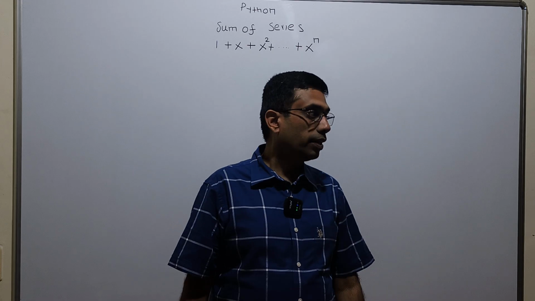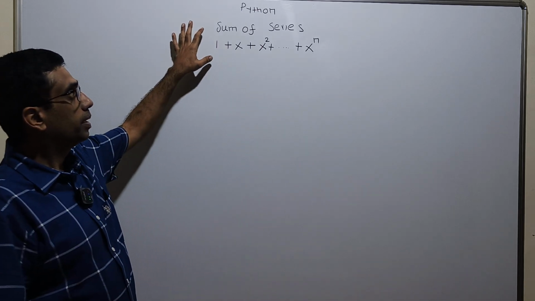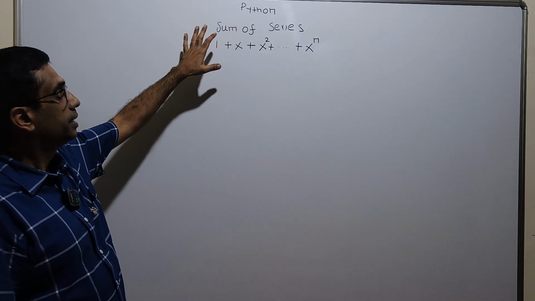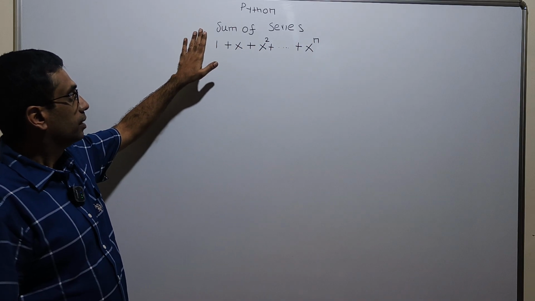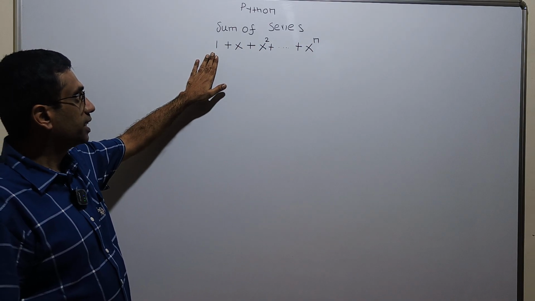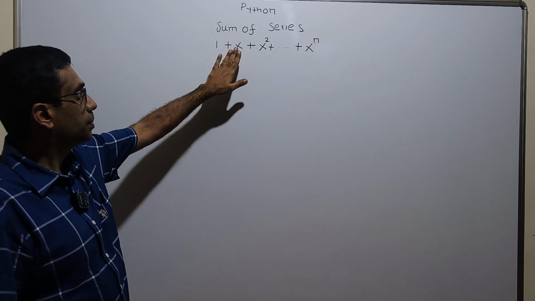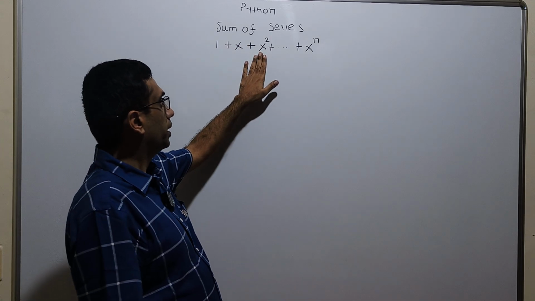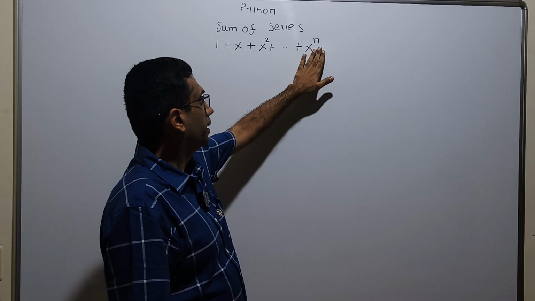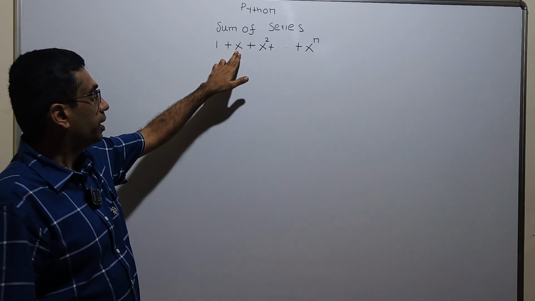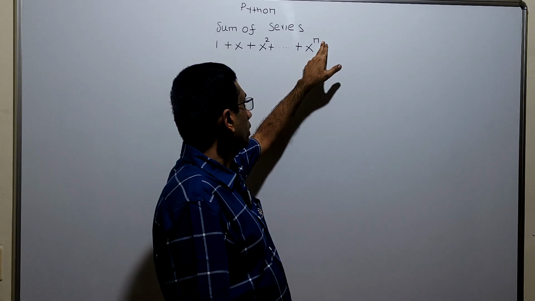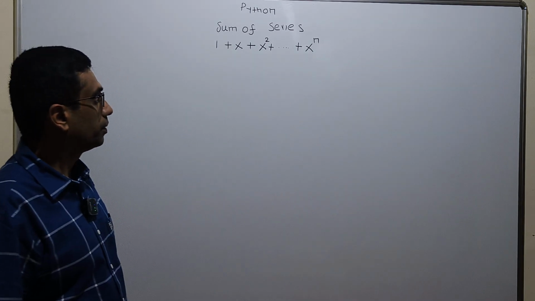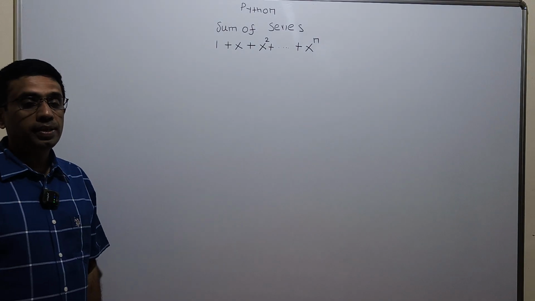Hello friends, we are going to write a Python program to calculate the sum of the series. This is a series. It starts from 1, that is x power 0 plus x power 1 plus x square up to x power n. The value for x and the value for n, the range, we have to obtain as an input from the user. We will write the Python program.